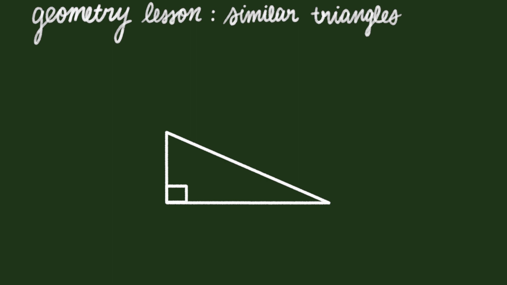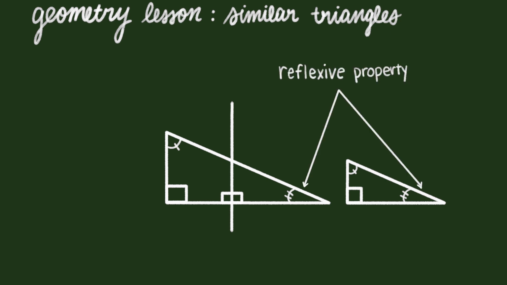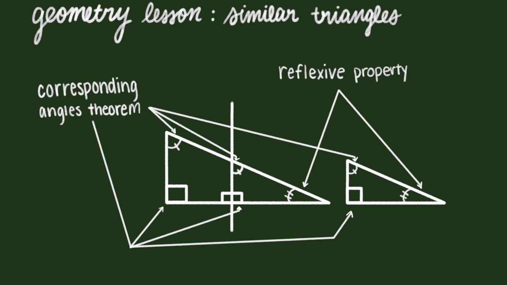Say you have a right triangle. If you cut straight down the middle of the triangle, the smaller triangle will still have the same angles as the original triangle by the reflexive property of congruence and the corresponding angles theorem. Basically, this means that the smaller triangle will have the same leg length proportions as the bigger triangle.